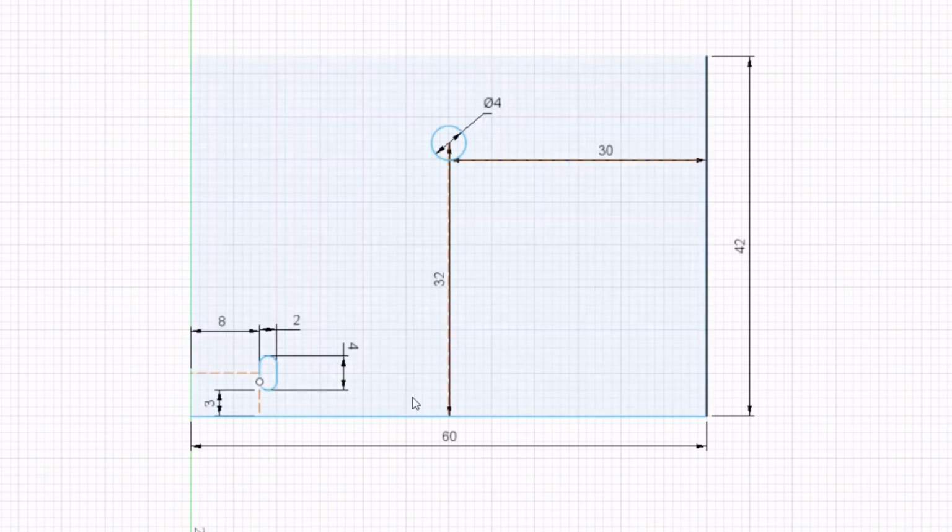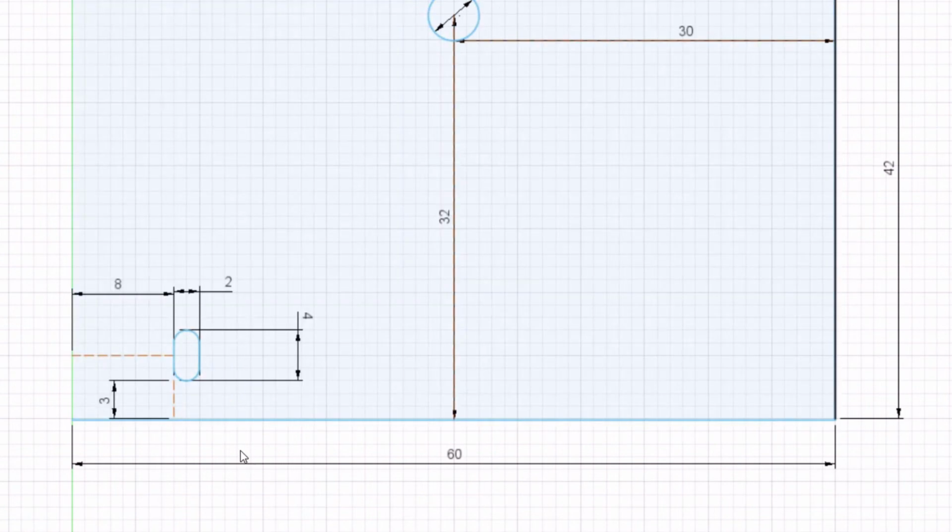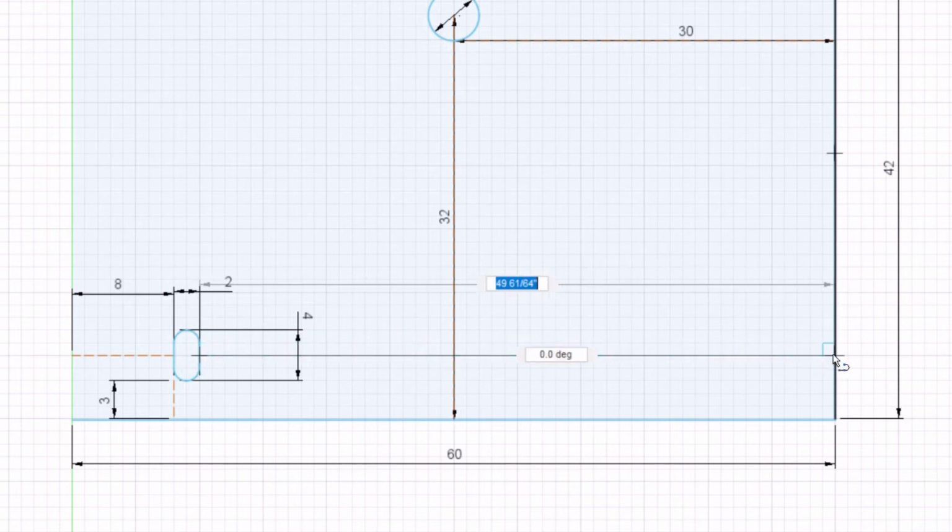And when we measure from the left side of the cutout, okay, we have 30 inches from the right and 8 inches from the left. Well, this is simple enough, you might think, okay? Let's take a dimension here. We'll do some math, okay?